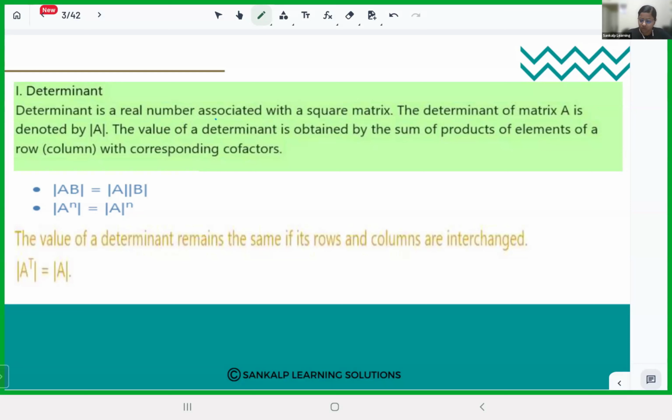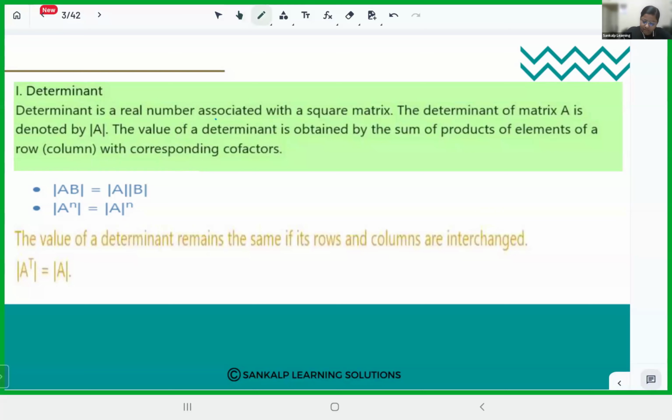The determinant is denoted by vertical bars. You can see in the screen, right? So this is the notation of determinant. It is read as det A, determinant of A. I hope you can see this notation. And we can find out the value of 1 by 1 square matrix, 2 by 2, as well as 3 by 3. And how will you do that?